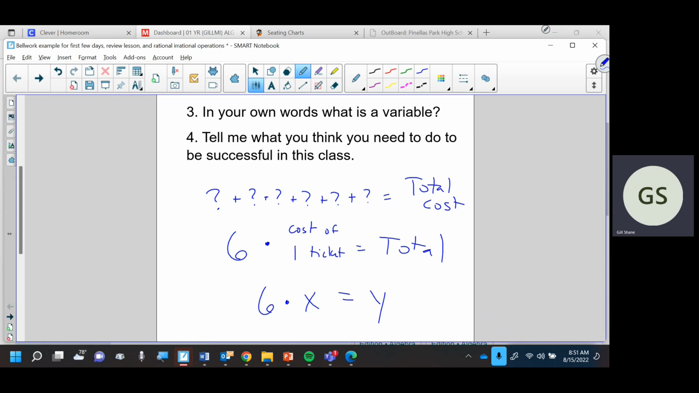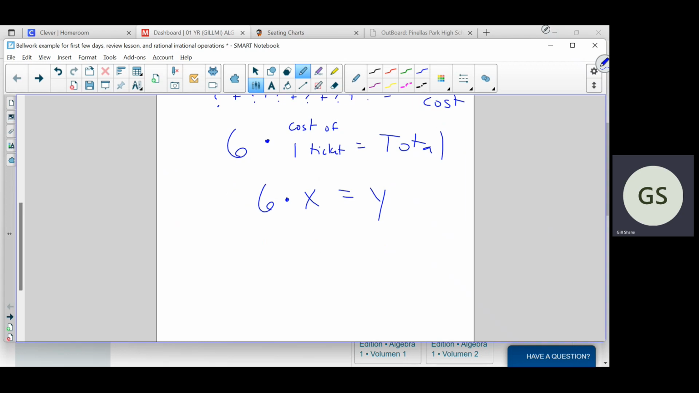I haven't told you how much a ticket is, so you can't say anything about the total. Now, if I gave you more information, and I said, well, what about this? So we still have the 6 people going, or the 6 tickets, and we would still multiply that times how much. X is how much one ticket costs, it's just replacing the cost of one ticket.